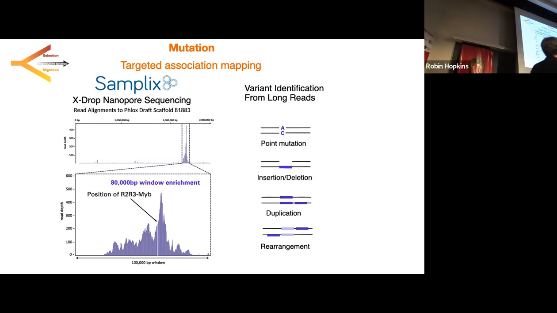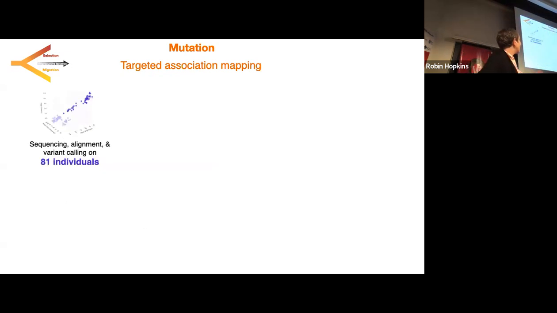And the great thing about this technique is that we have high coverage long read data. So we can resolve point mutations because we have such high coverage, and insertions, deletions, duplications, and rearrangements because this long read data gives us really nice resolution of structural variation. All right, that seems like magic, but we give it a try.